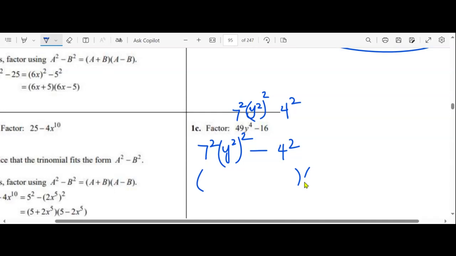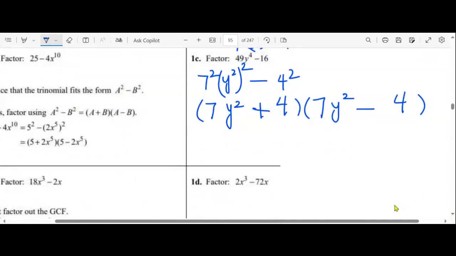Now you're going to distribute this. So you're going to 7, 7, correct? Y squared, y squared. 4, 4. Plus, minus, correct? Easy?